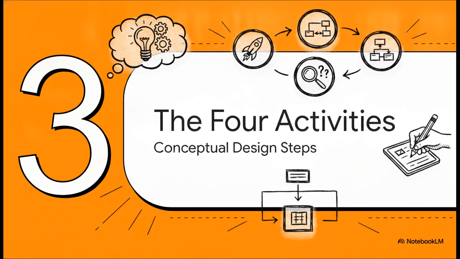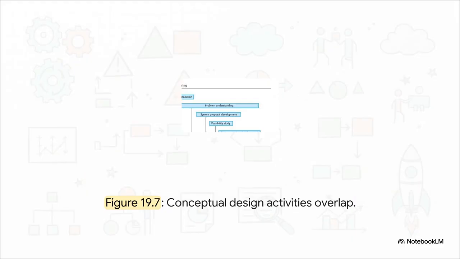I want you to pay close attention here as this is a very common exam topic. If you look at the flowchart from the text, the most important takeaway isn't just the boxes themselves, but how they overlap. Conceptual design isn't some rigid step-by-step waterfall process where you finish one task and never look back. It's iterative. You'll often be tackling several of these activities concurrently, constantly tweaking and refining your ideas as new information comes in. And it is always a team effort, bringing together people from completely different backgrounds.